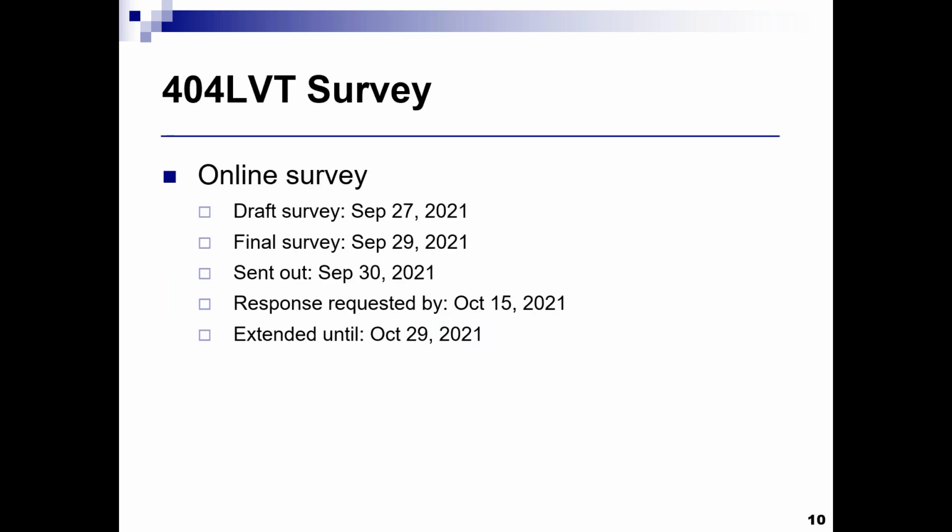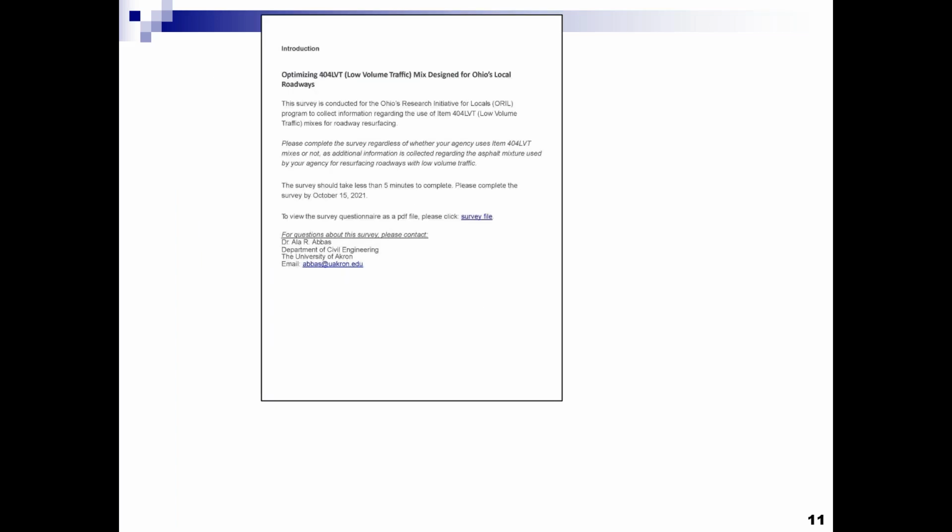So for the 404 LVT survey, a draft survey was prepared and sent to the TAC for review. The actual survey was sent out on September 29th, 2021, and responses were requested by October 15, 2021. We extended the deadline by about 2 weeks to allow more people to participate.